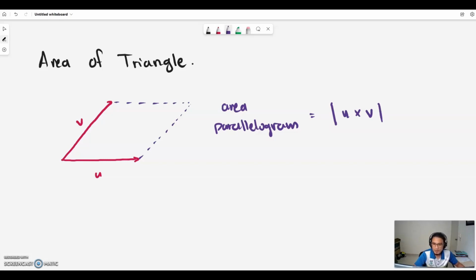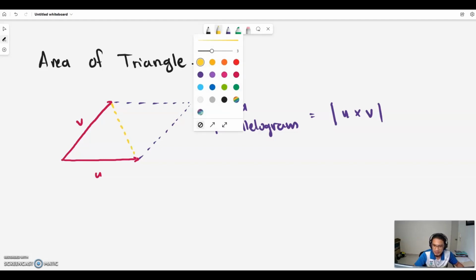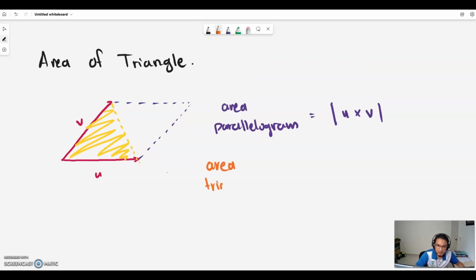Okay, so where is the triangle? The triangle is actually half of the parallelogram. So here is the triangle. In order to calculate the area of the triangle, it will be equal to the magnitude of u cross v divided by 2. So that is the equation to calculate the area of a triangle.